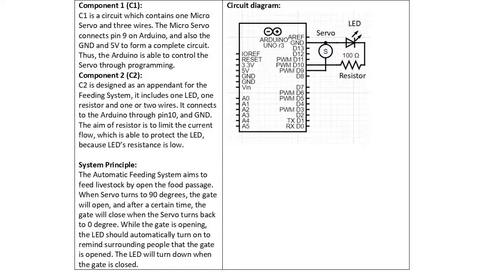This Arduino feeding system aims to feed livestock by opening the food passage. When the servo turns to 90 degrees, the gate will open, and after a certain time, the gate will close, then the servo turns back to 0 degrees. While the gate is open, the LED should automatically turn on to remind surrounding people that the gate is open. The LED turns off when the gate is closed.